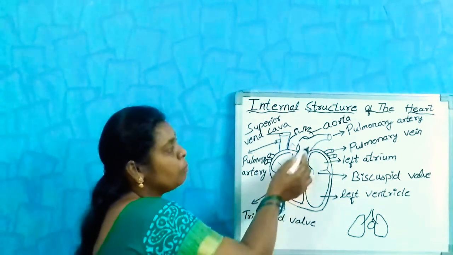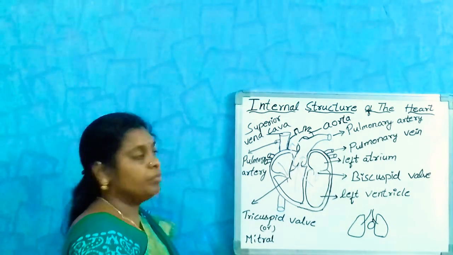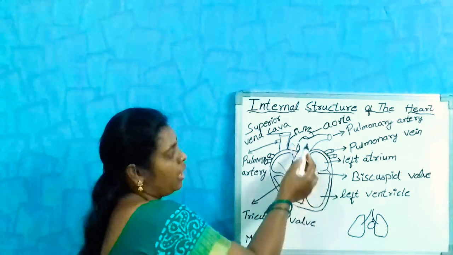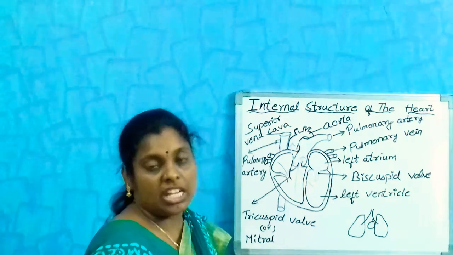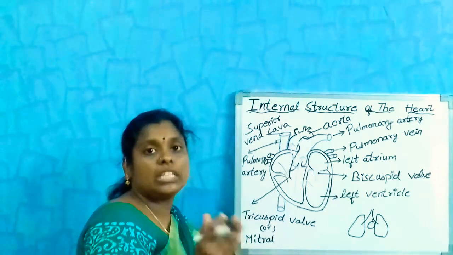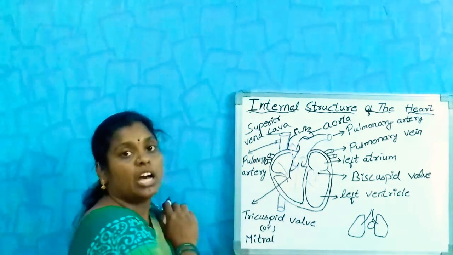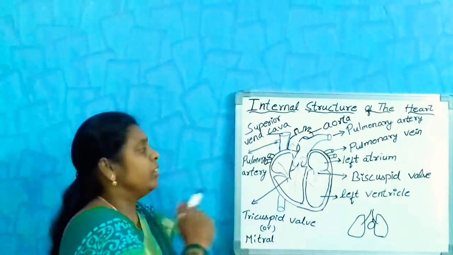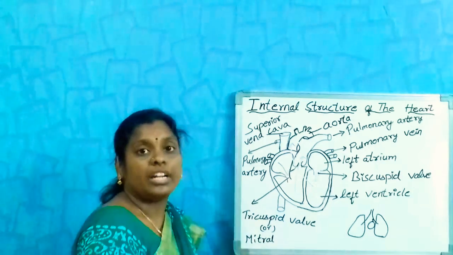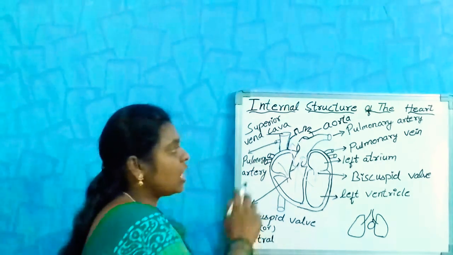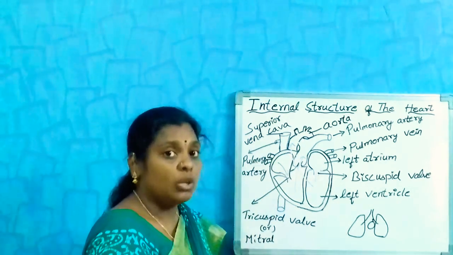Here you can see the blue colored one. It is the pulmonary artery, and here the black colored one is the aorta. This is the longest, biggest artery in the human body. The biggest artery is the systemic aorta, whereas the smallest artery is the pulmonary artery. The largest is the systemic aorta, whereas the smallest is the pulmonary artery.